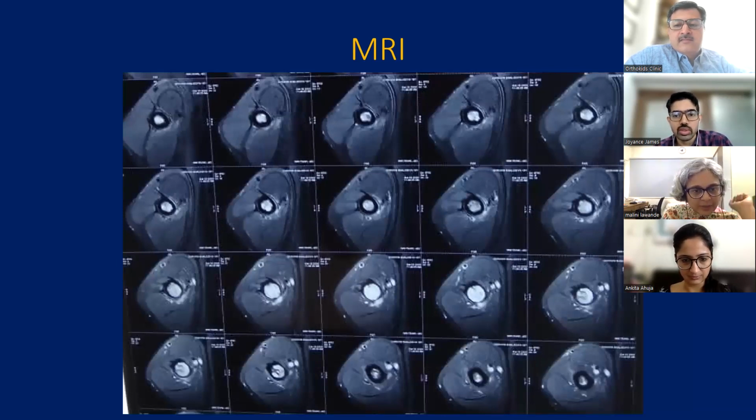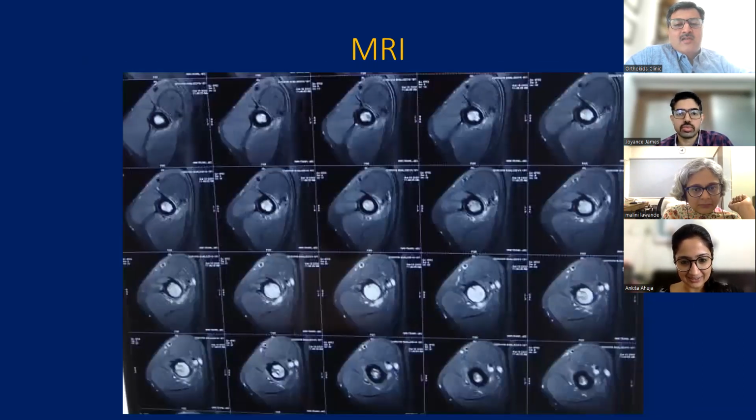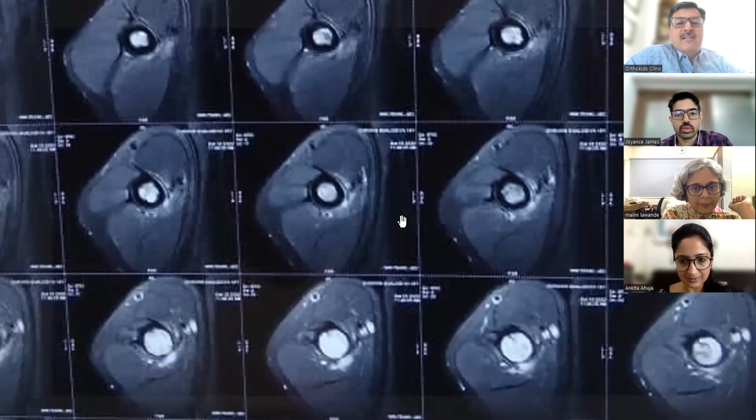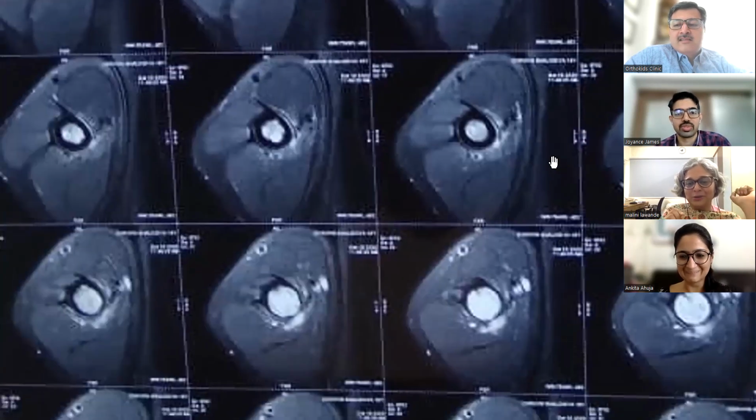Can we zoom this a bit? Possibly. I don't think we can. I think these are clicked images, so it will be a little difficult to appreciate the internal structure, and we can't window it.